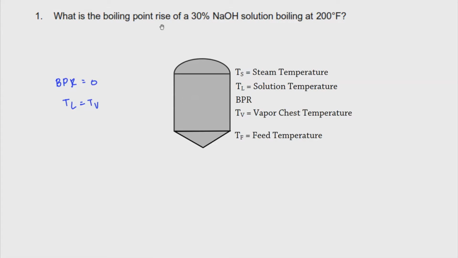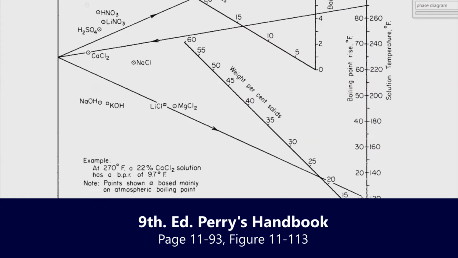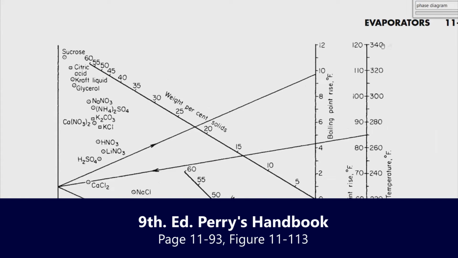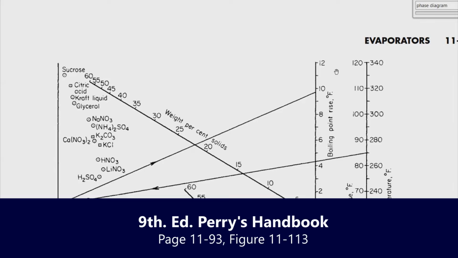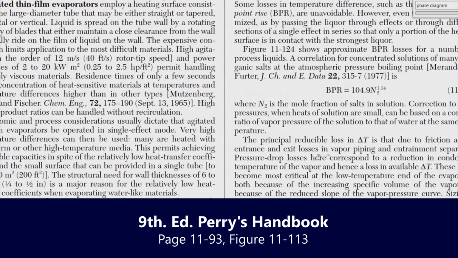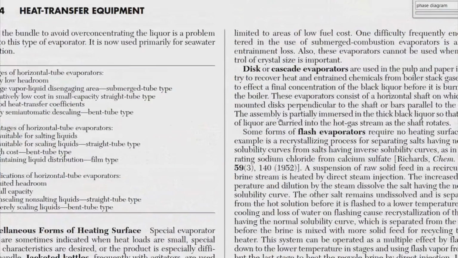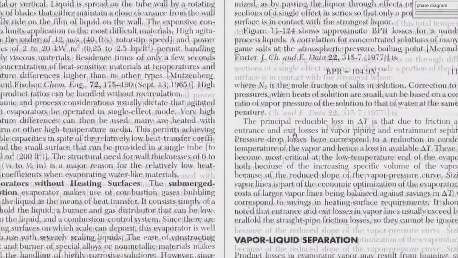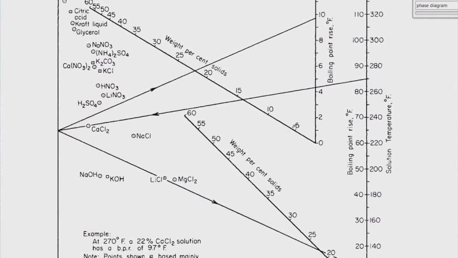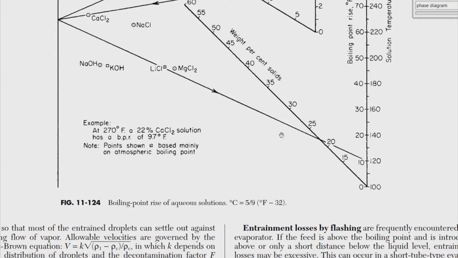Okay, so to solve for this, let's take a look at figure 11 in your Perry's handbook. It's in the section on evaporators. Just browse over that after the vapor-liquid separation and some discussions about the utilization of temperature difference. You would get to this figure, which is the boiling point rise of aqueous solutions figure. How do we use this in calculating evaporation with boiling point rise?